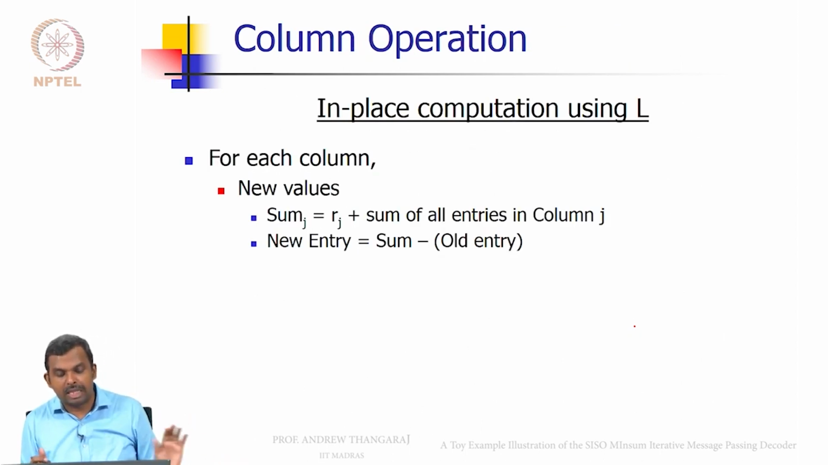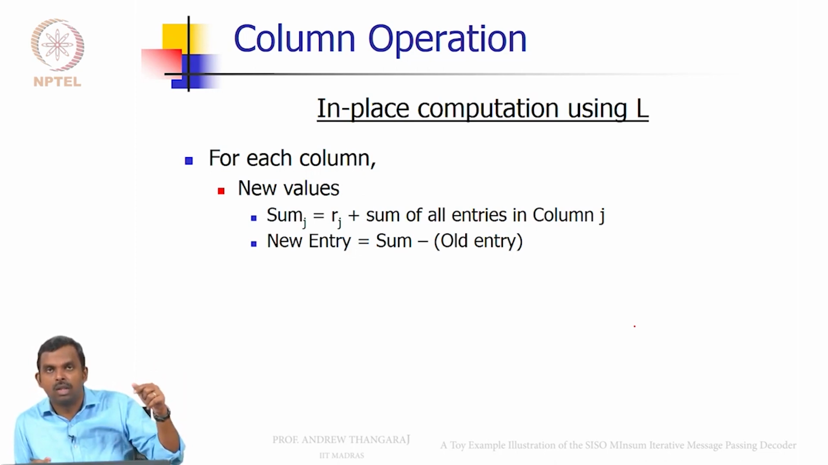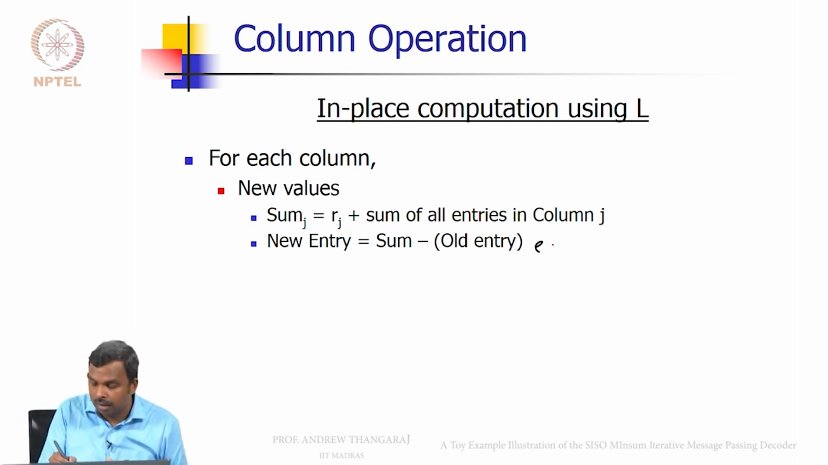For column operation, once again we will do in place computation using L. For each column we will find the sum of all the entries in the column plus the received value. Okay, remember the received value came from the channel, we have to do repetition code SISO decoding. We take the channel value, take all the values, add it all up. Okay, so, you will get sum j. Then the new entry will be the sum minus the old entry. Okay. So, this is the way in which we do the extrinsic computation for repetition code.